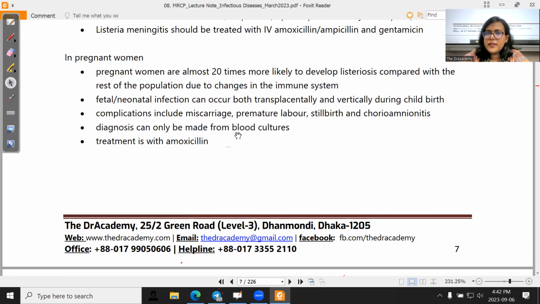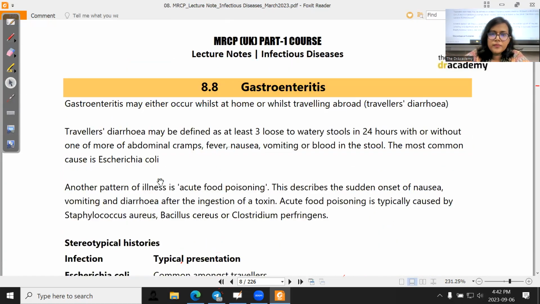Diagnosis I've already mentioned, like CSF analysis and the blood culture. Treatment is with amoxicillin.